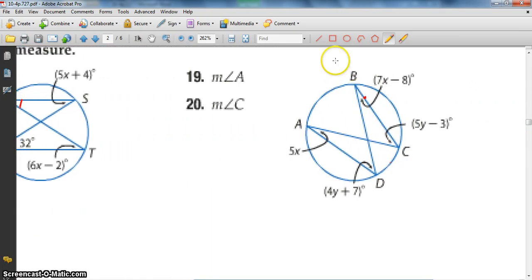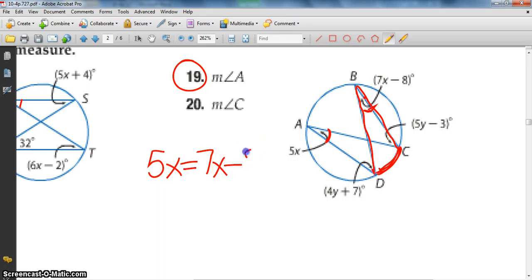Okay, we'd use that same principle here to find the measure of angle A. So angle A intercepts DC, and B also intercepts that same arc. So I know that B and A are congruent, so I can set 5x equal to 7x minus 8.